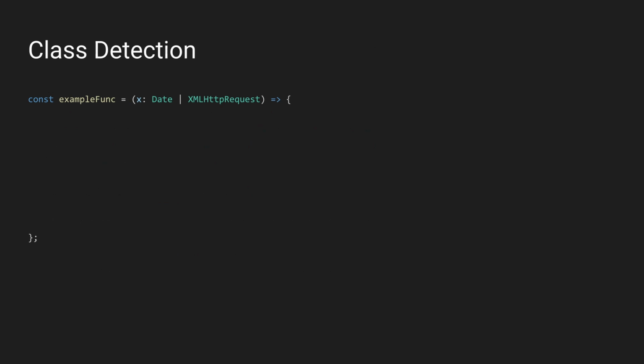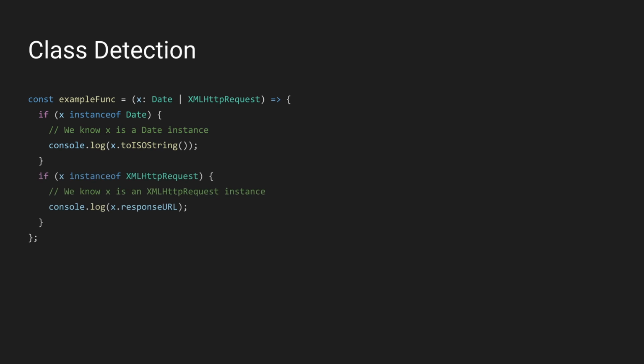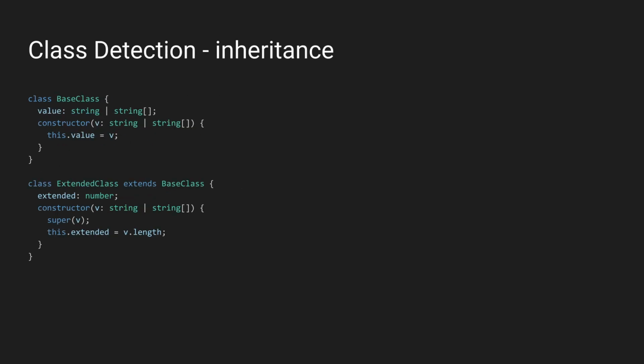Class detection can be achieved using the instanceof operator. Avoid relying on checking properties or methods, as the same rules apply as was shown for using the in operator for objects. In the example, you can see that after checking the argument inside the if statement with the instanceof operator, TypeScript identifies the kind of class instance we are dealing with. When using inheritance, the same rules apply.